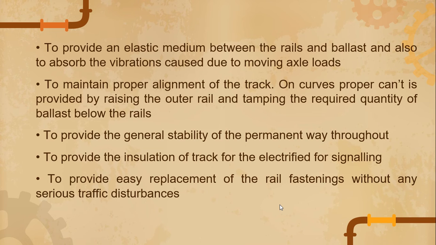To maintain proper alignment of the track, on curve, proper cant is provided by raising the outer rail and pumping the required quantity of ballast below the rails. So sila nga yung nagme-maintain din ng proper alignment of the track, since yung mismong track is the rails, the railings. So they are the ones that hold together the rail and keep the fixture of it to provide the general stability of the permanent way throughout.